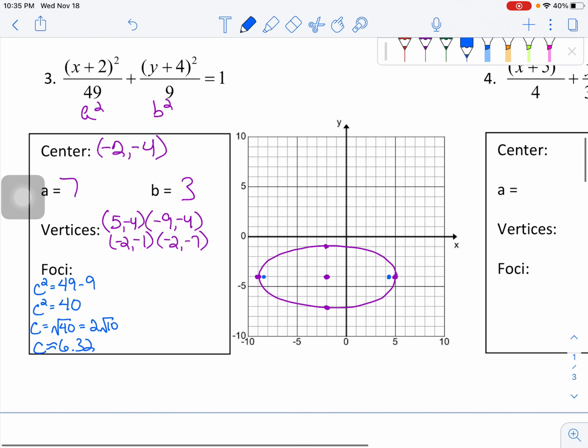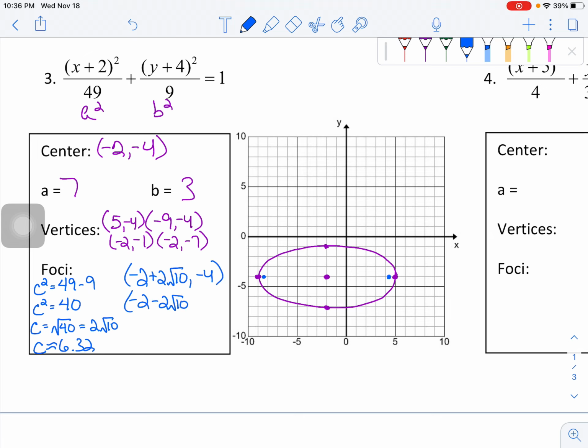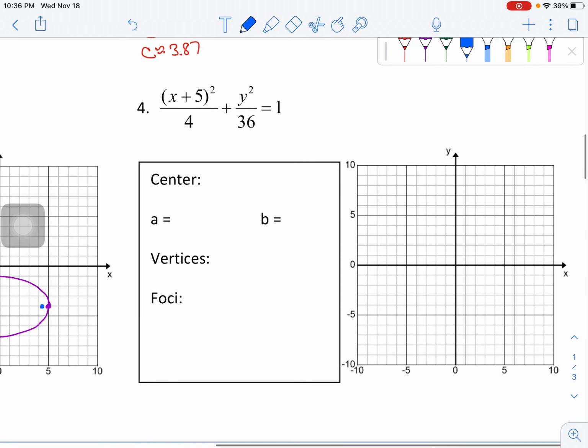Okay. And I want to identify my two foci. Now, in this case, it's going to look a little bit weird, but basically, because I was changing things horizontally, I added 2 root 10 to my x value to get this focal point, and then I subtracted 2 root 10 from my x value to get that focal point. So that's exactly what I'm going to write. -2 plus 2 root 10, -4, and -2 minus 2 root 10, -4. All right. Yes, they look weird, but that's the exact location of those two foci.